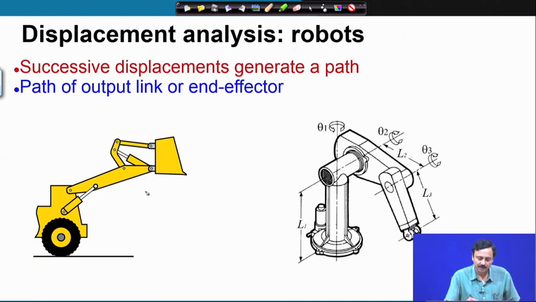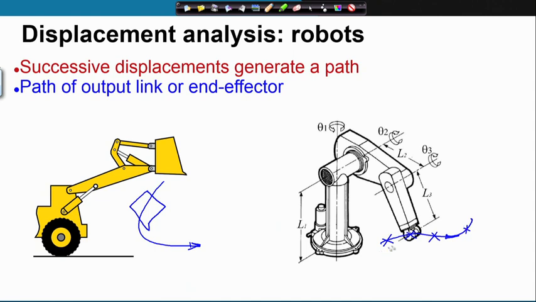For example, this bin can go through various configurations and move in a path, or maybe this end effector of this robot can move in a path by following successively the displacements at certain points, for which we will have to find out what should be these angles. So, given a path, finding out the angles, or given the angles, finding out where on the path the robot is. This is the problem of displacement analysis.